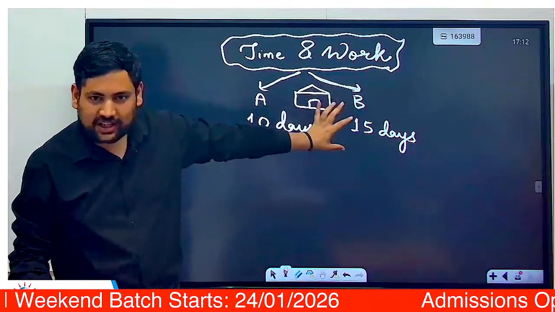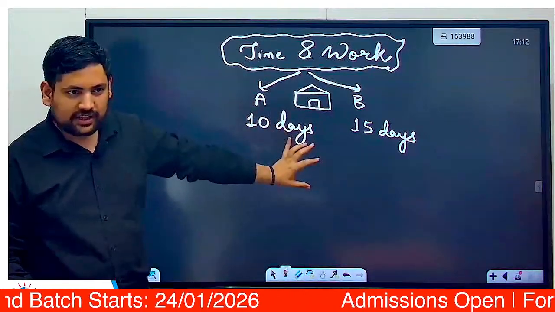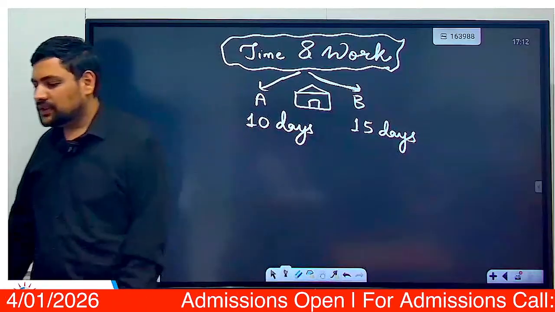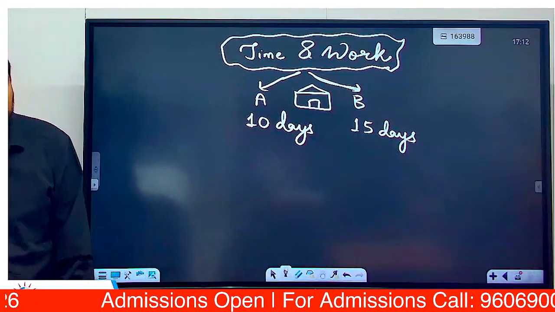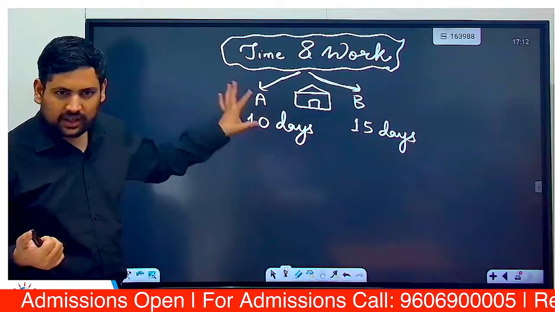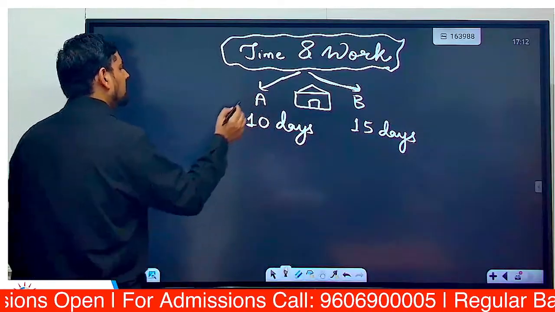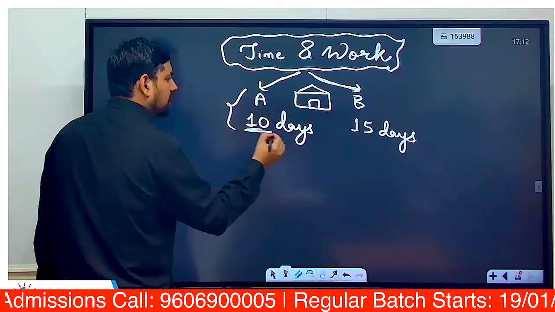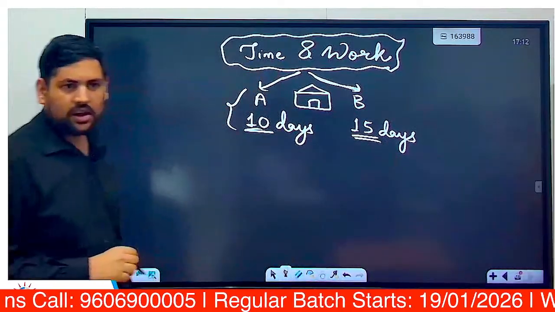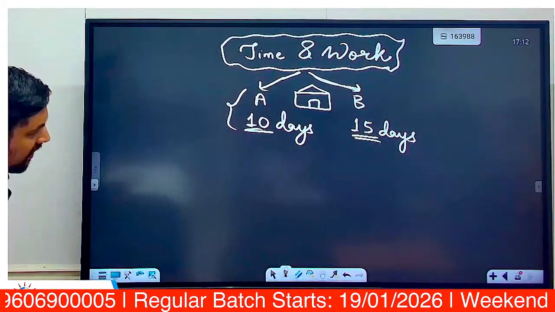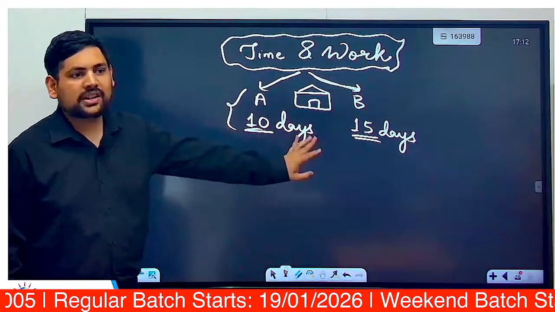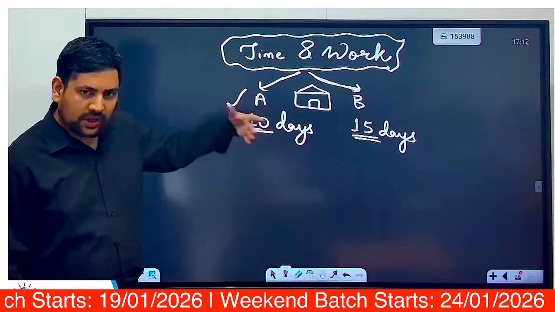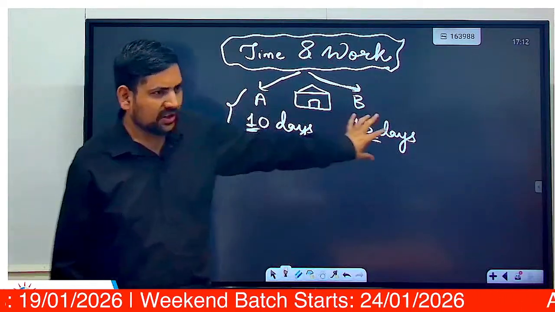So there's a house that has to be built. A takes 10 days to build this. B takes 15 days to build it. Now, which one of A or B do you think is more efficient? A is definitely more efficient. Correct. But the issue in this form is that this is a smaller number and this is a larger number. So this is not a very intuitive way to look at the efficiency of different people. Because you clearly know that A is more efficient, but 10 is smaller than 15.